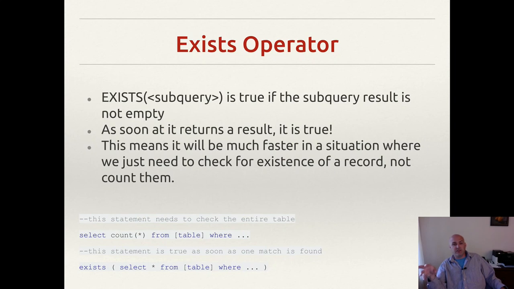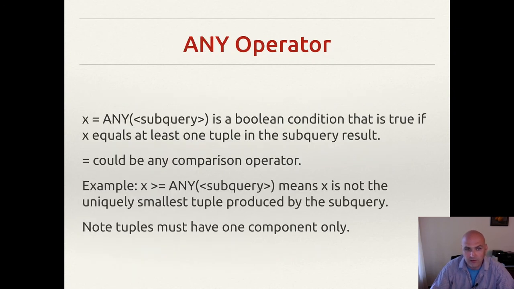EXISTS just says, does this thing I'm looking for exist in this other thing? And if it does, cool, I'm good. So this is a little bit faster, especially where we just need to check for the existence of a record. We don't need to count them, right? If we don't care how many there are, EXISTS is probably going to be a better solution for us.